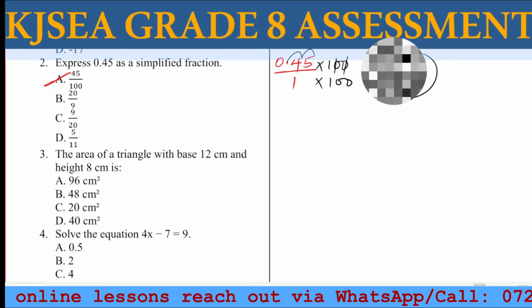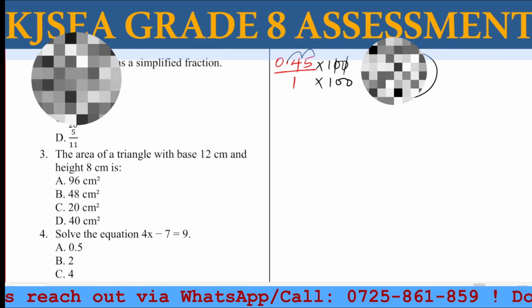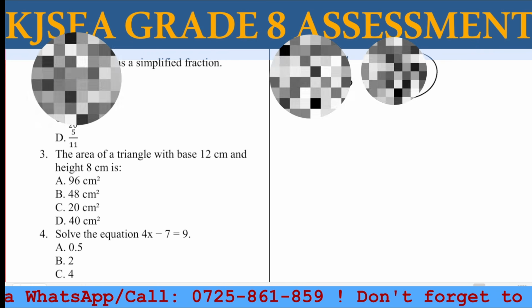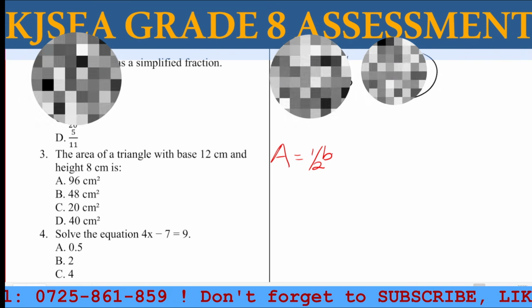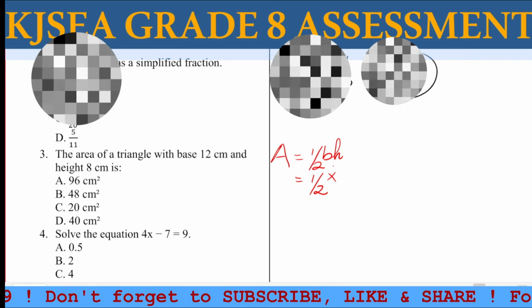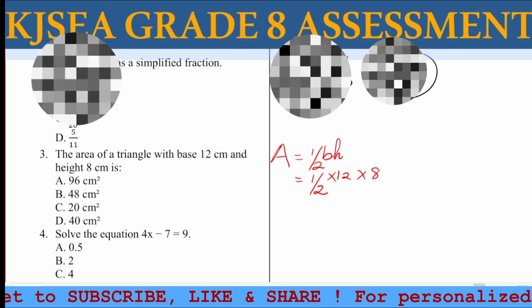We go to question 3. The area of a triangle with base 12 centimeters and height 8 centimeters is. So this is the area of a triangle. How do you get the area of a triangle? The area of a triangle is given by half multiplied by the base multiplied by the height. So you have half multiplied by the base, which is 12, multiplied by the height, which is 8.